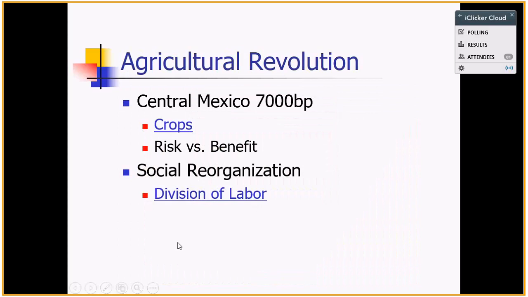Now, this division of labor also carries with it a hierarchy. You're going to start to see the emergence of a social hierarchy.